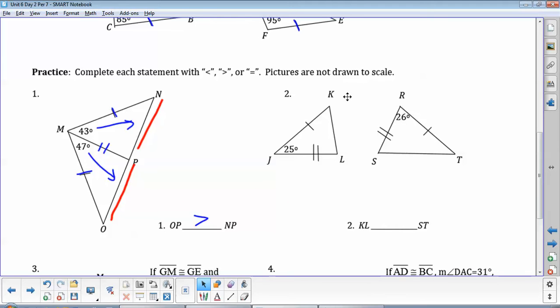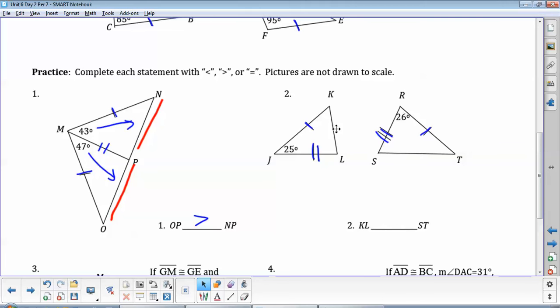Example number 2, over on this side, we have again two triangles, triangle KJL and triangle TRS over here. And again, we have a pair of sides that are congruent. So this side over here, JK, is congruent to this side over here, RT. And we have JL over here is going to be congruent to RS over here. The included angles are not congruent. That means the third sides are not going to be congruent.